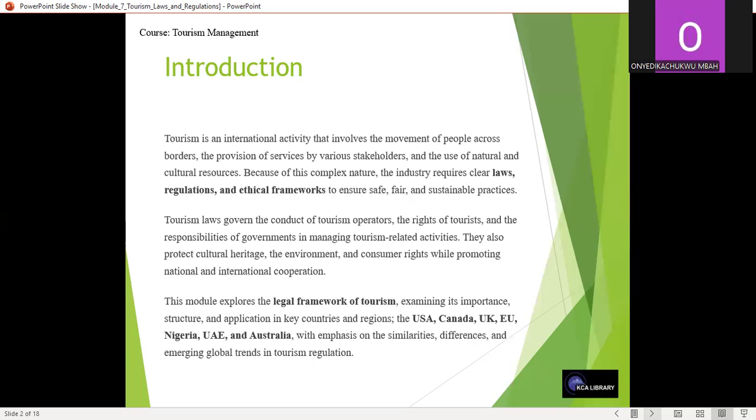the US, Canada, UK, European Union, that is EU, Nigeria, United Arab Emirates, that is UAE, and Australia, with emphasis on the similarities, differences, and emerging global trends in tourism regulation. So we'll just move ahead now.